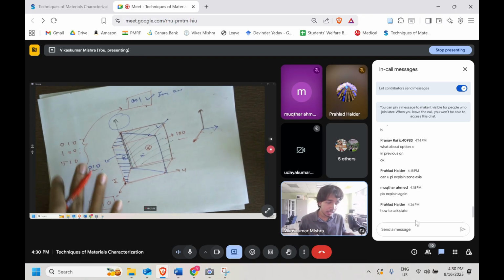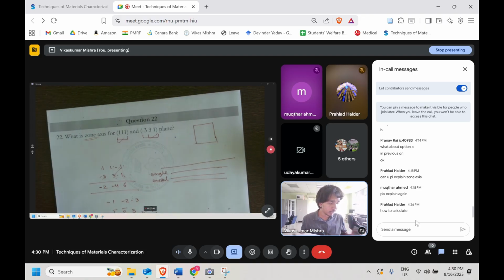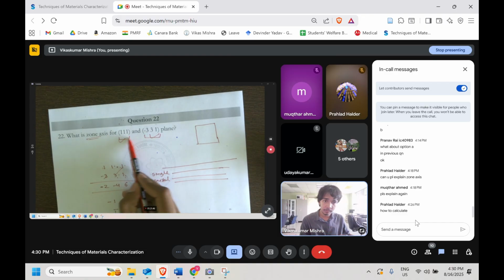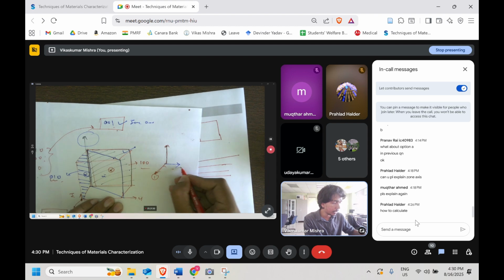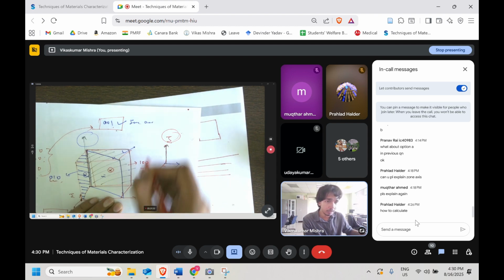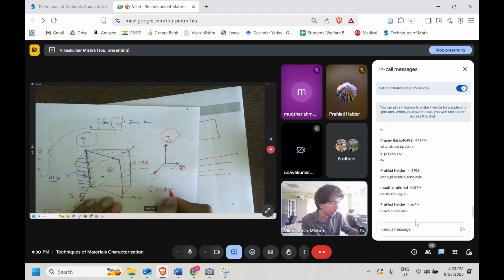Now, Prahlad had asked how to find the zone axis. Again, if you are given the planes, all you have to do is find their cross product. For example, this was plane 1, this is plane 2. When I did the cross product, I found the z. So z is equal to 1 cross 2.